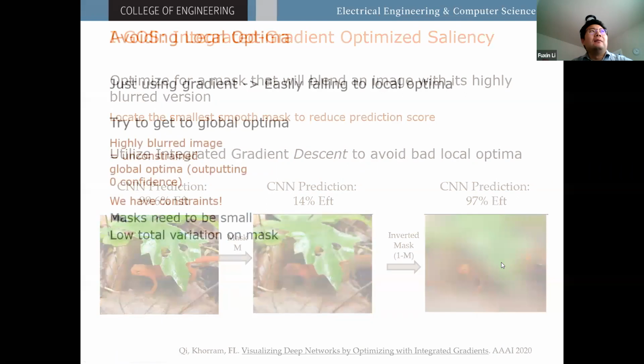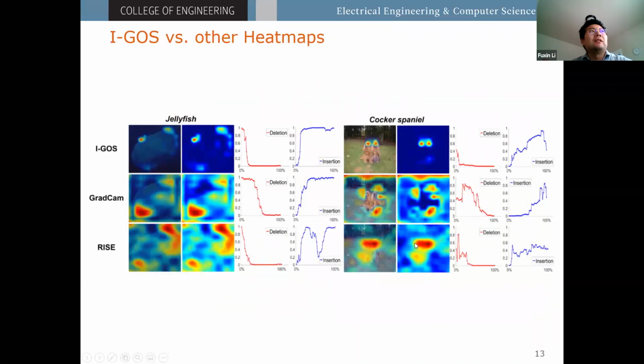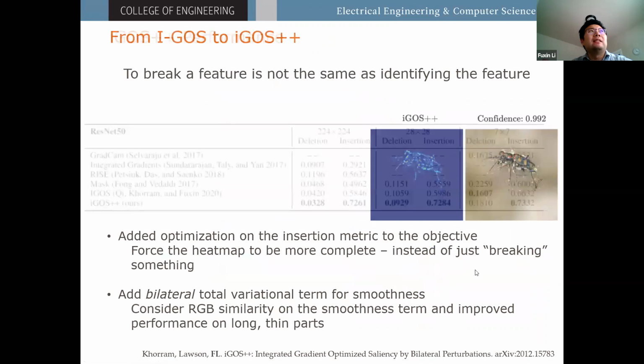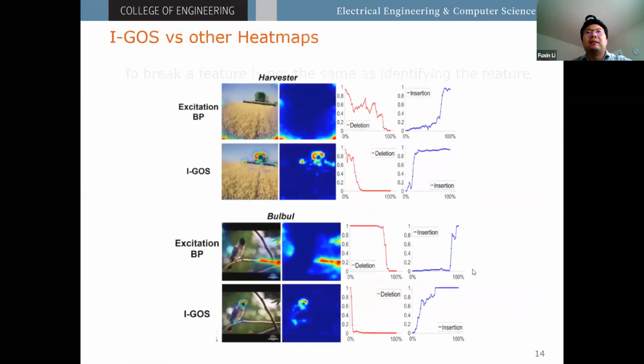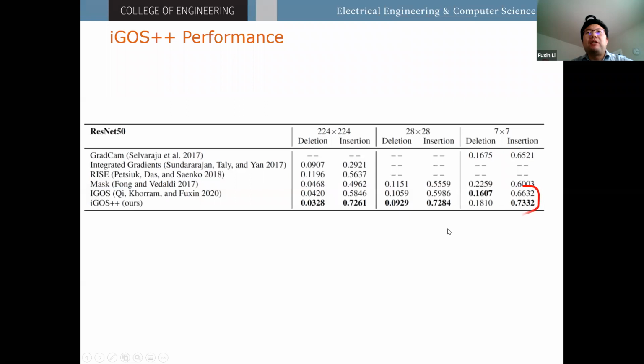That's straightforward. But putting this together, and also getting some more improvements in terms of using a bilateral total variation term for smoothness, we were able to get significantly better performance in this new version called I-GOS++, especially on objects with long and thin parts. So if you measure the metrics in terms of this insertion and deletion metric, I-GOS++ really significantly improved over everything else, including I-GOS and GradCam and so on as well. And then it also works very well in high resolutions. The problem with GradCam is it only works in very low resolutions, but I-GOS++ can work almost at any resolution.